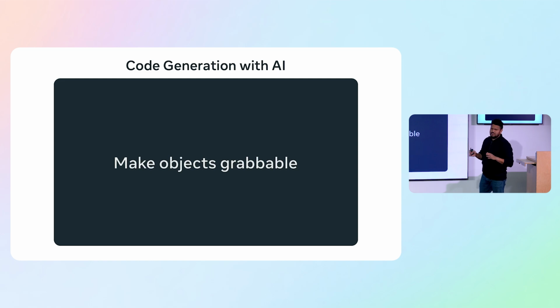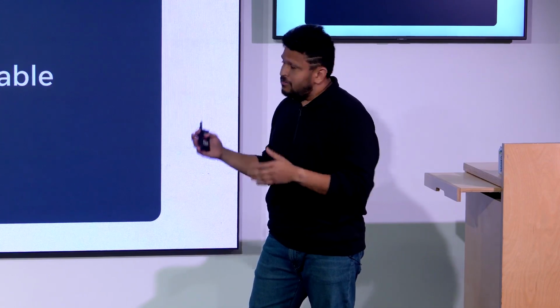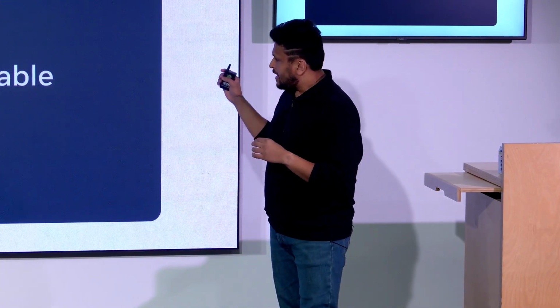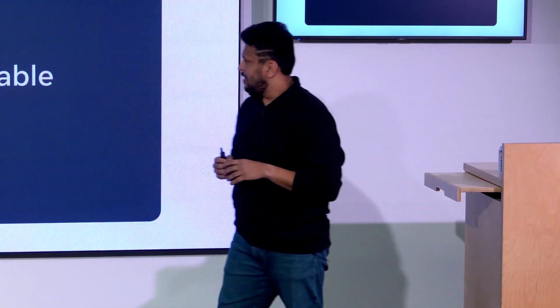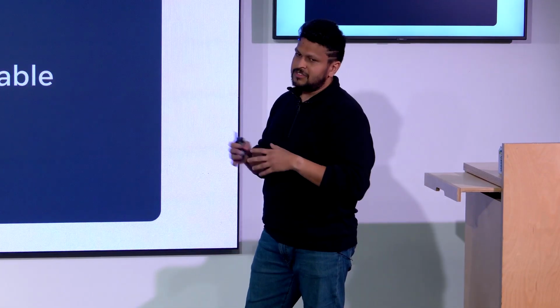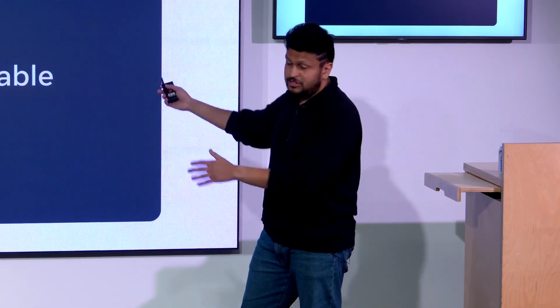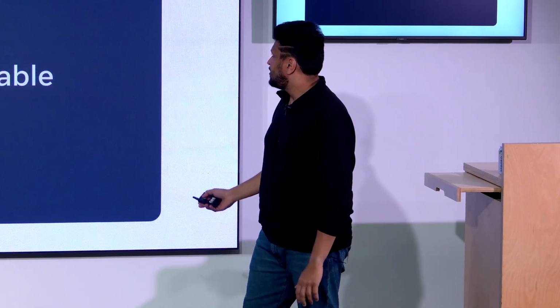And finally, not just for rapid prototyping, you can start leveraging them in your regular development process for feature generation, for feature addition or bug fixes. Here is an example where I'm actually asking the AI agent to make a few objects in the scene grabbable. So there are a few objects in the scene which I'm unable to grab, and I'm making them grabbable, which you'll see in the next set of slides.